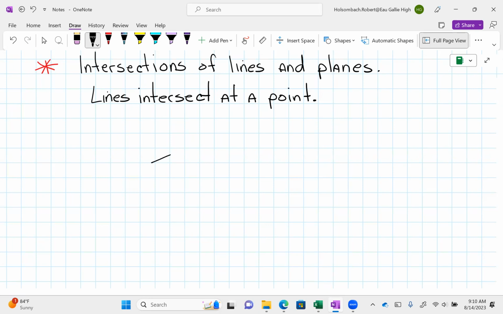If you draw line L and intersect it with line M, they intersect right here, don't they? Right on this red dot. I'm calling it point A. Lines intersect at a point. Line L intersects line M at point A.